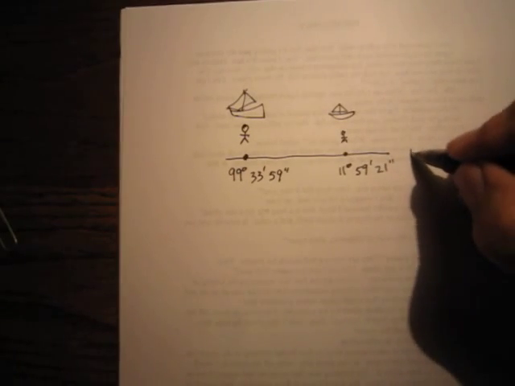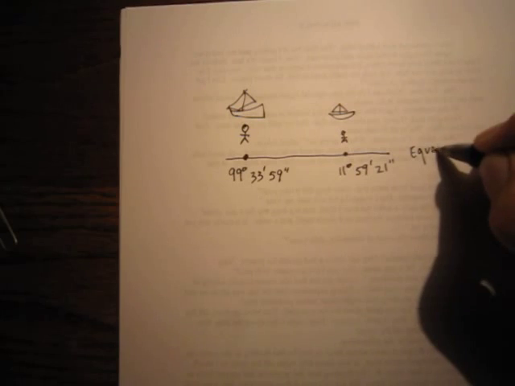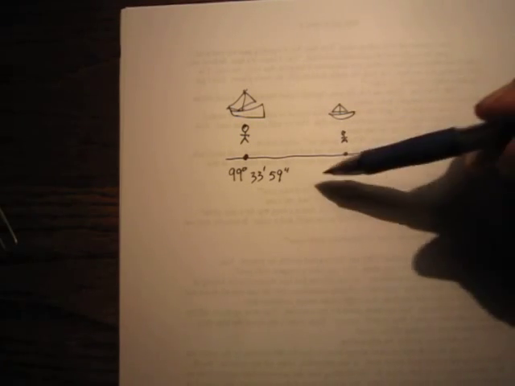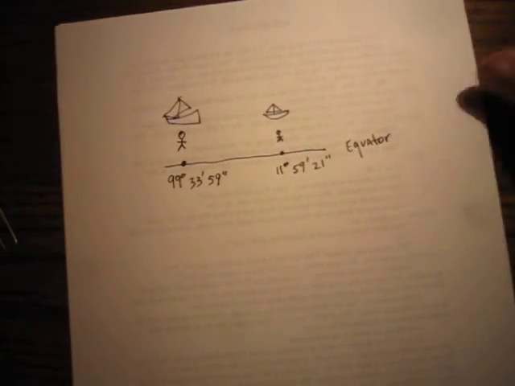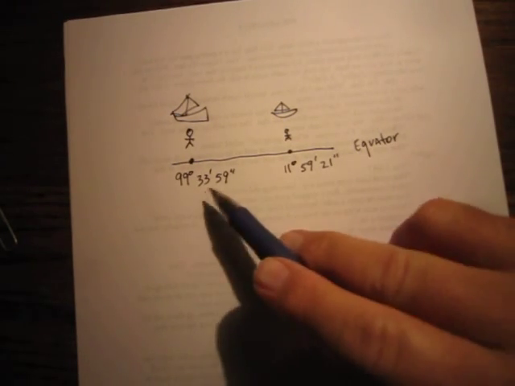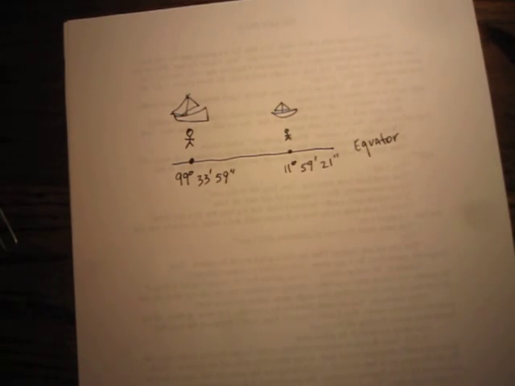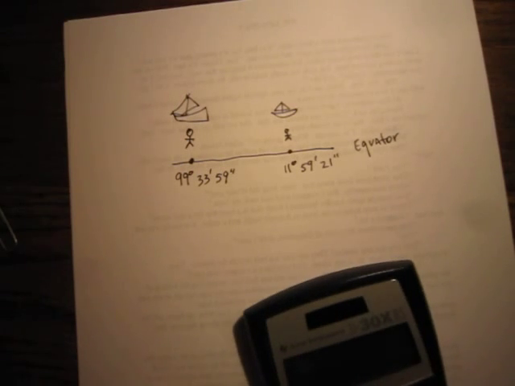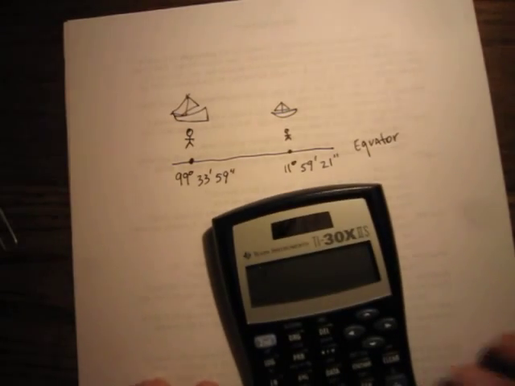Now we're on the equator. How many degrees separate us? How many degrees are there between us on the equator? How many degrees, minutes, and seconds are there between us? Stop this video and work that problem and write down the answer. And then I will work it right here. All right? 5, 4, 3, 2, 1. Stop the video. Okay, now start the video again.